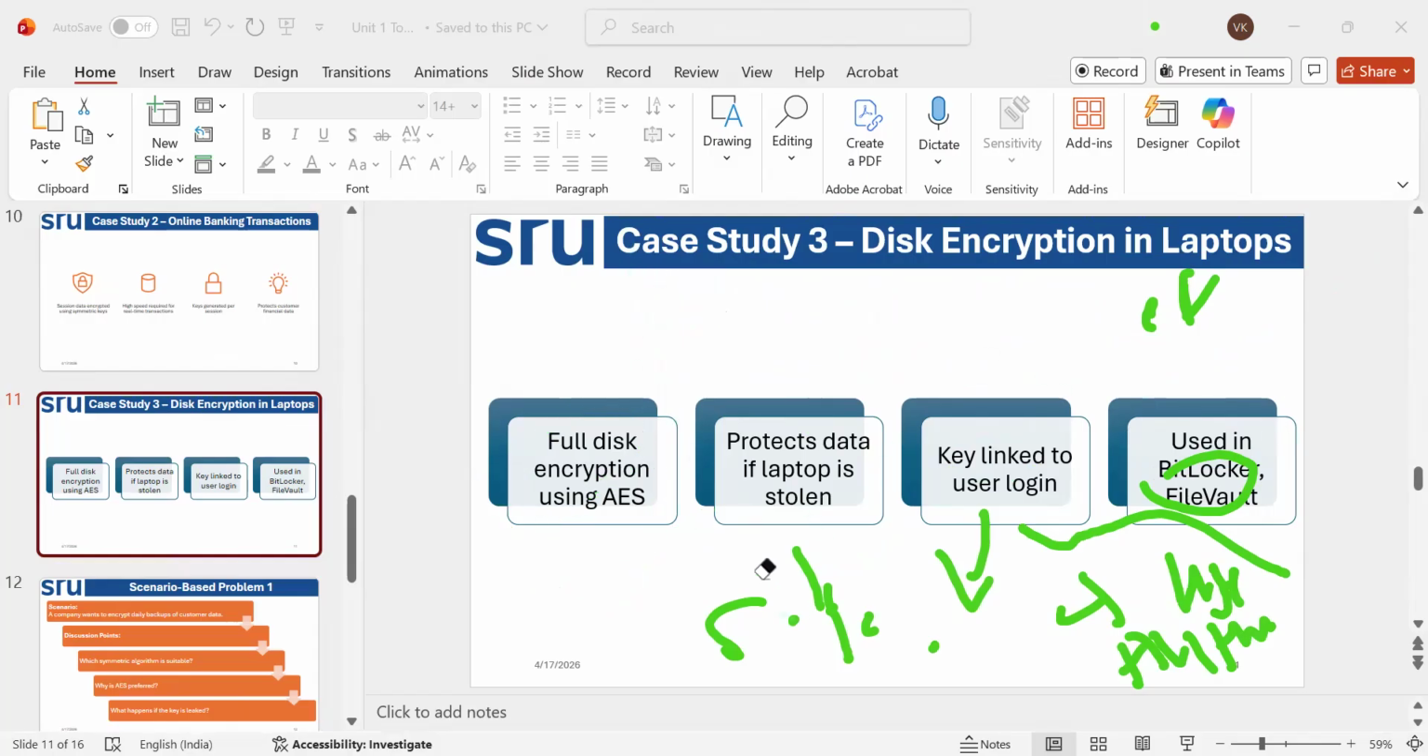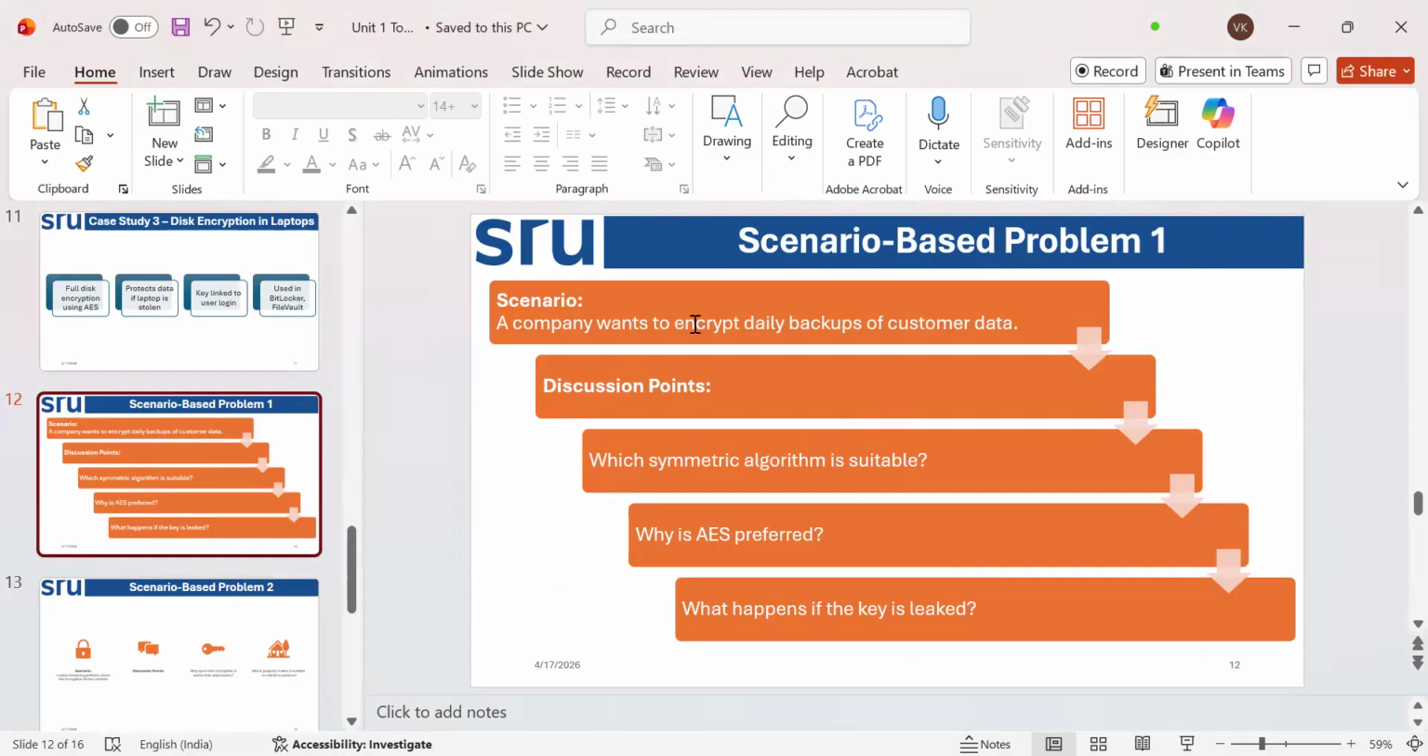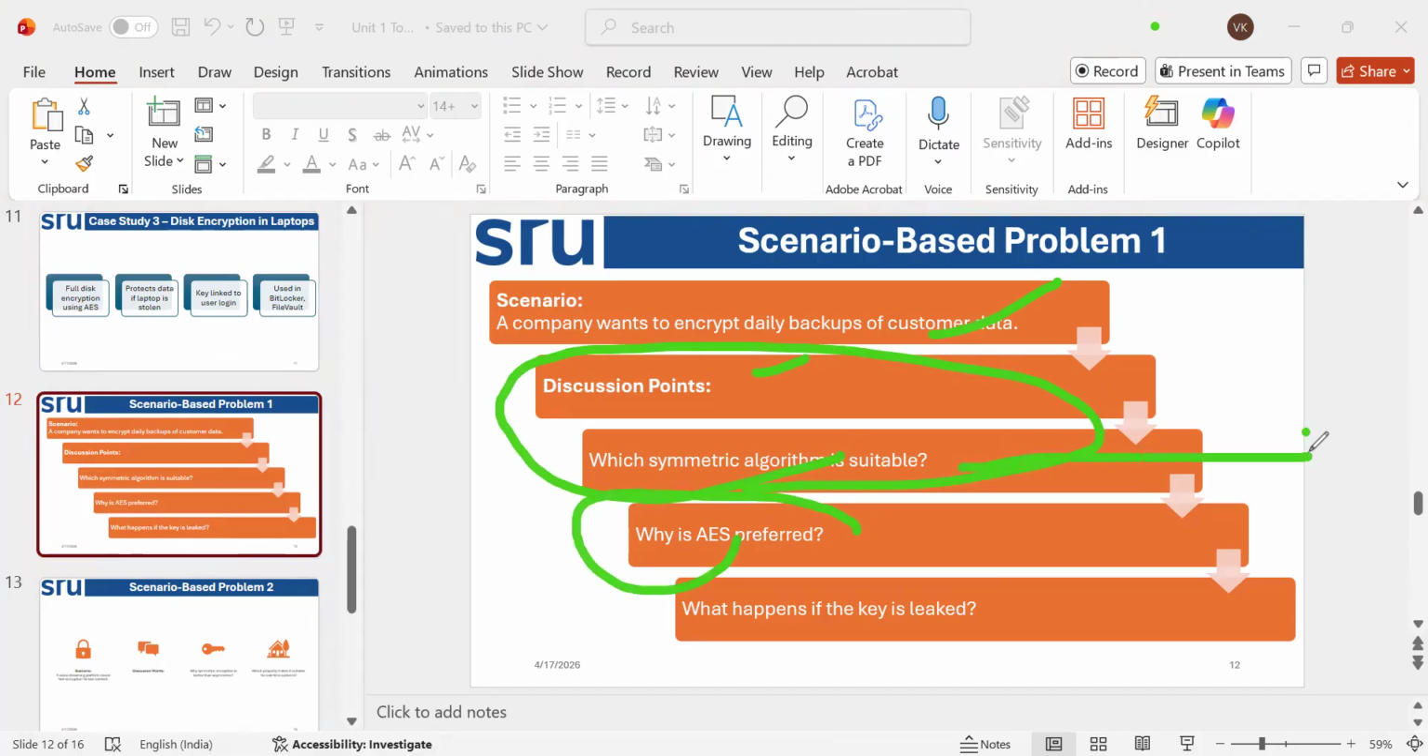Let's see a scenario based problem to understand the real world scenario. Next slide. Scenario: suppose a company wants to encrypt the daily backup of customer data. Let's discuss which symmetric algorithm is suitable. Why is AES preferred? So we understood AES.